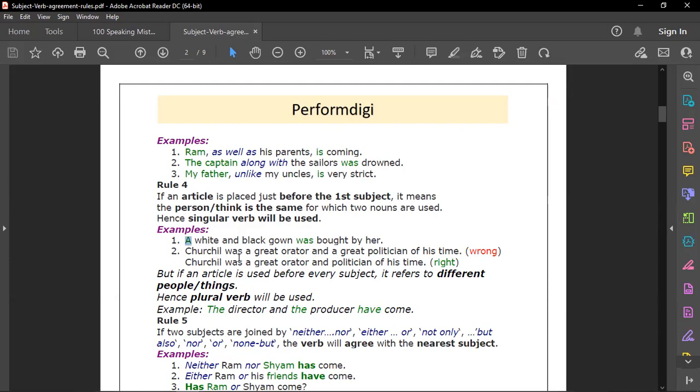Then Churchill was a great orator and a great politician of his time. It means it says about the wrong one, it will be Churchill was a great orator and politician of his time.